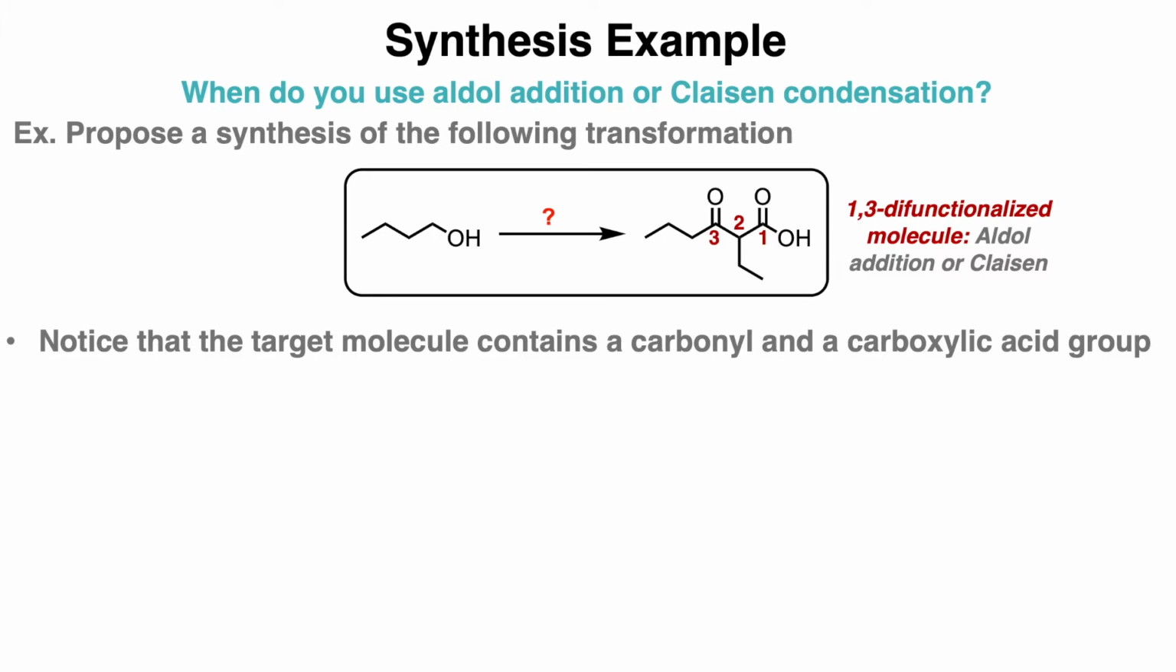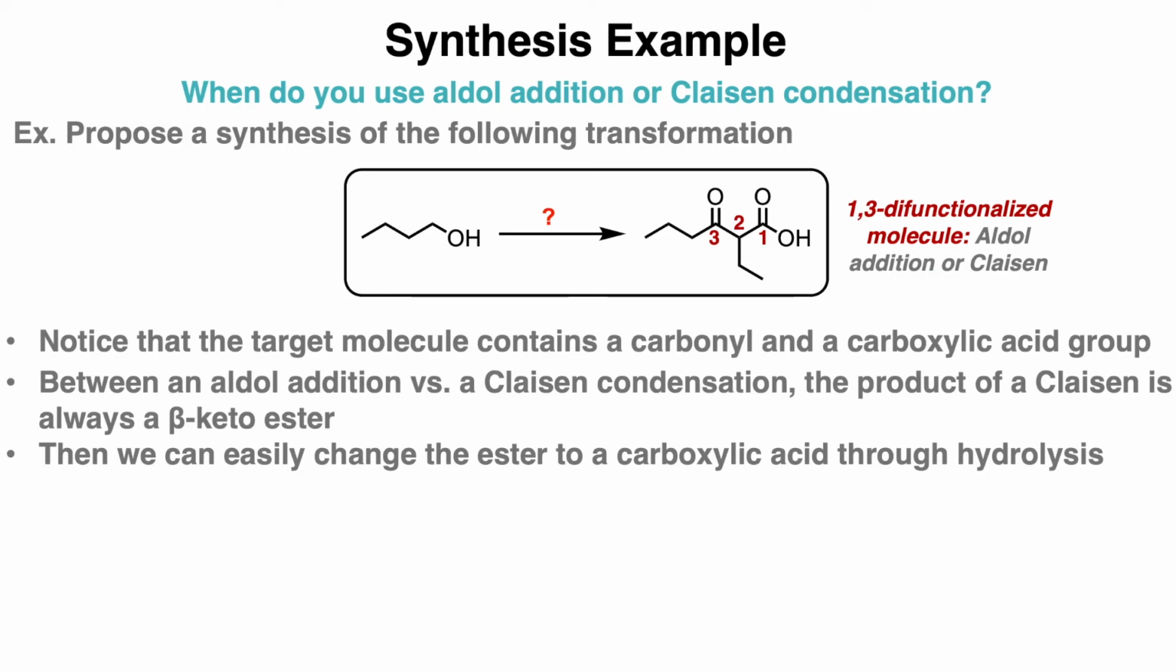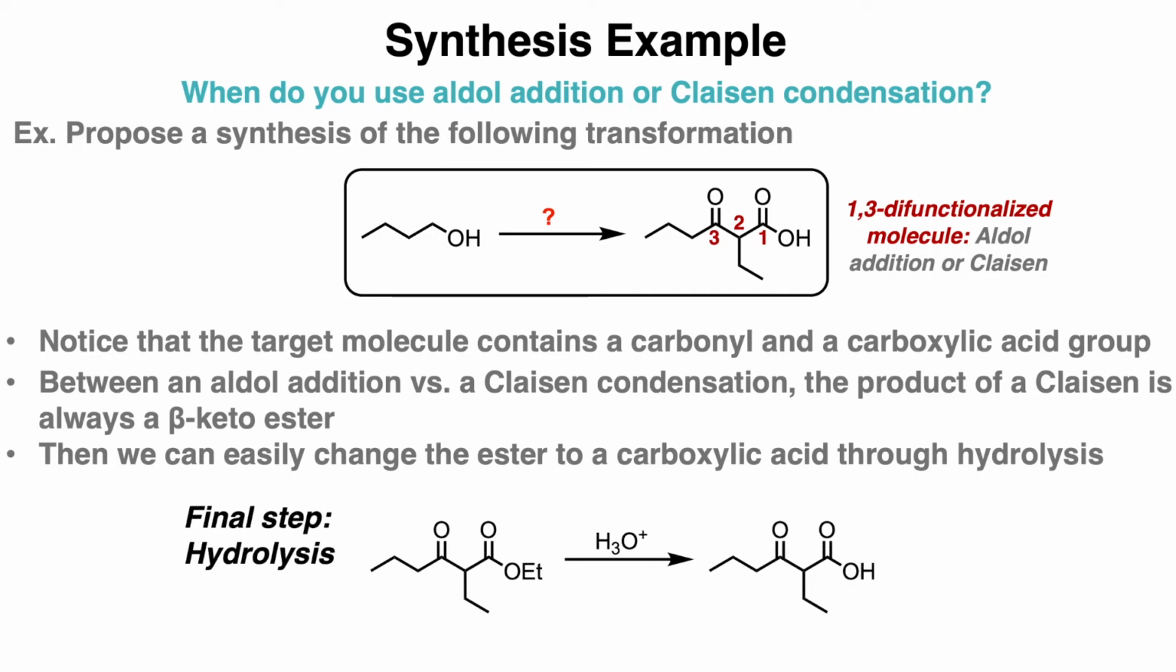Notice that it is a 1,3 difunctionalized molecule, which narrows down our final reaction to either an aldol addition or a Claisen condensation. Between these two reactions, remember that the product of a Claisen condensation is always a beta-keto ester, and we can easily change the ester to a carboxylic acid through hydrolysis. So the final step of the reaction should be changing the beta-keto ester to a carboxylic acid using an acid like H3O+. That means that this molecule can be formed via a Claisen condensation between two esters.